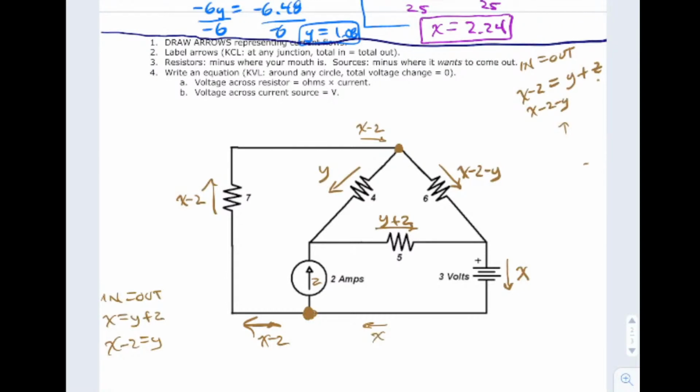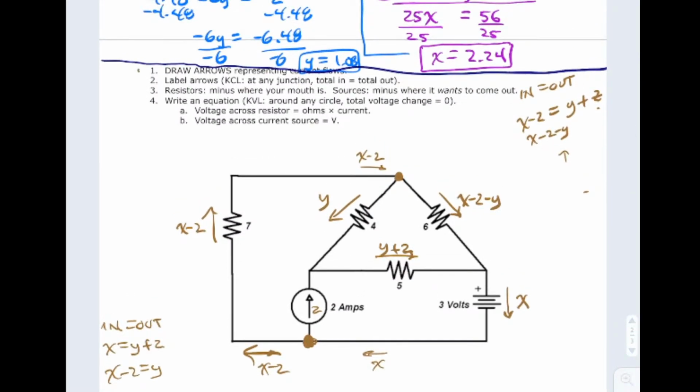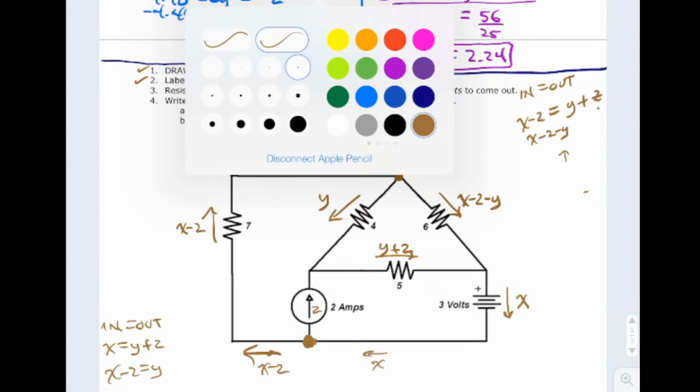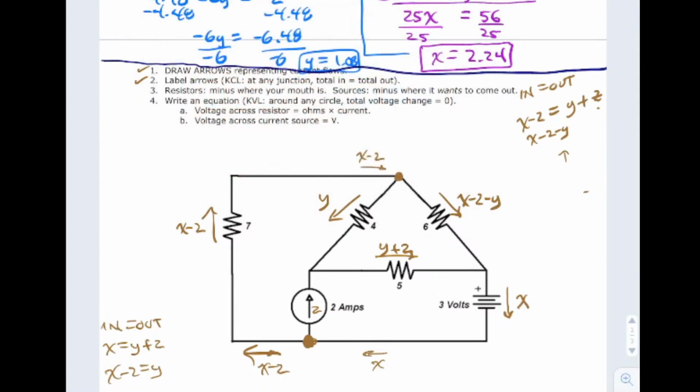So notice I always do steps 1 and 2 at the same time. Coming up next is putting the minuses where your mouth is on the resistors. My mouth is there. And oh, here's a resistor. My mouth is there. So I got all my minuses and pluses for my resistors.